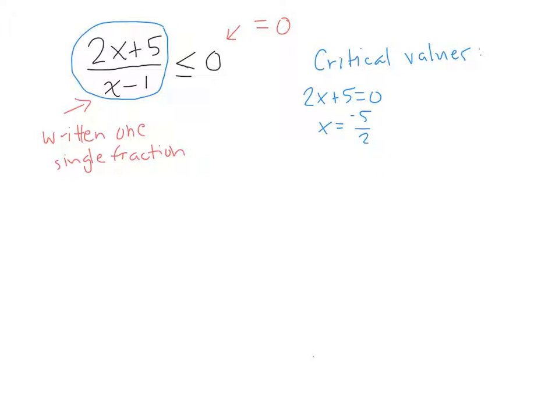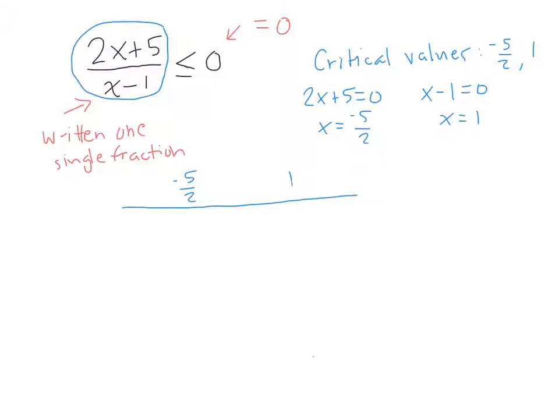And then also where our denominator is going to equal 0, in other words, where our rational function is undefined. So when is x minus 1 equal to 0? It's when x is equal to 1. Now, our critical values then are going to be at negative 5/2 and at 1.